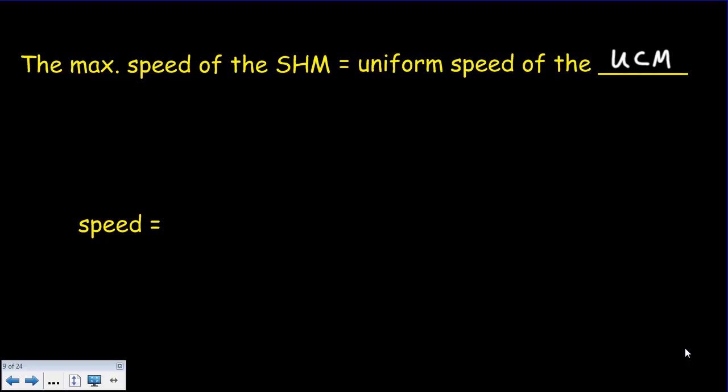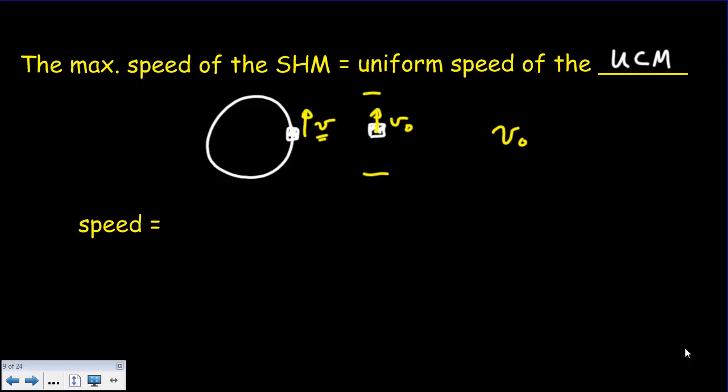We were just saying that the maximum speed for simple harmonic motion is equal to the uniform speed for the uniform circular motion. Here's my mass, which is shadowing the particle on the circle. Whatever the speed is in uniform circular motion will be exactly the same as that maximum speed, which is obtained in the center of the motion between the two endpoints. What we want to do eventually is write that maximum speed in terms of omega and our amplitude or maximum displacement.